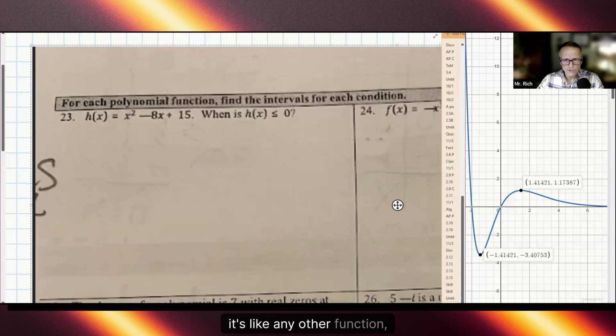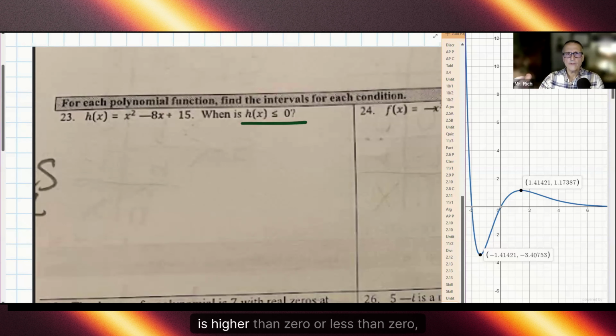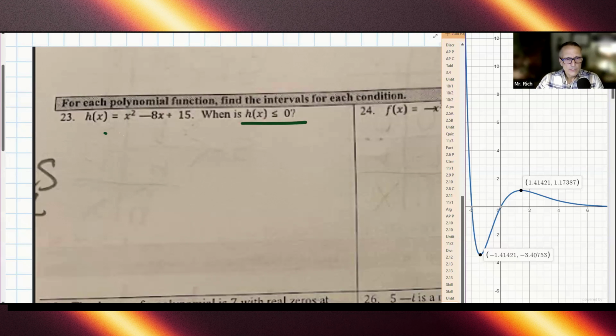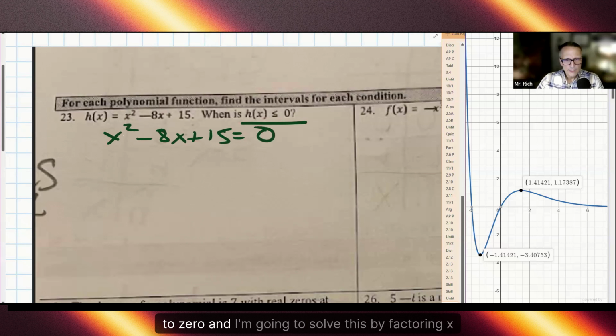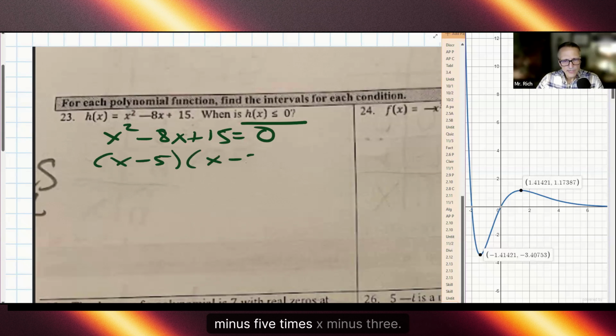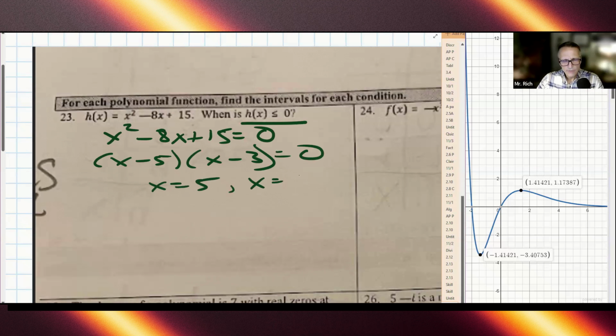Well, it's like any other function, right? If I want to know when a function is higher than 0 or less than 0, I have to first know when it is equal to 0. So I really do need to find the zeros of this function. So I'm going to set this equal to 0, and I'm going to solve this by factoring. x minus 5 times x minus 3. The solutions to this are 5 and 3.